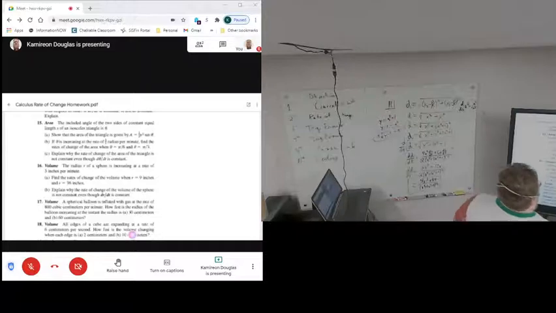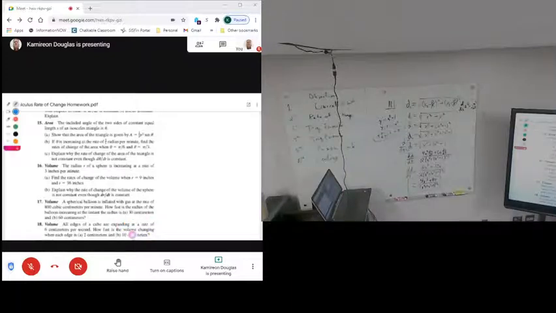15. The included angle of the two sides of constant equal length s of an isosceles triangle is theta. So start off, as is the recommendation on many problems, by drawing a picture. We describe some things first. The included angle. Included means between or inside of. So the included angle of the constant equal side lengths. In an isosceles triangle, these two sides are going to be called s, and the angle between them.